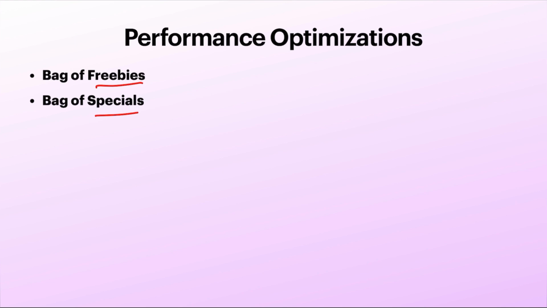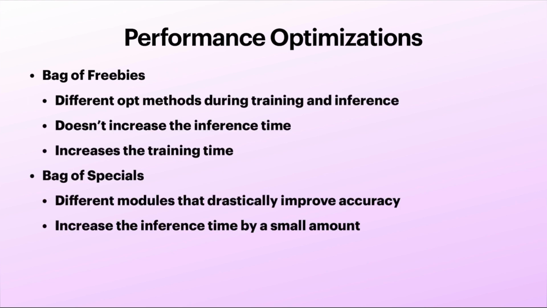Bag of freebies does not increase the complexity of the model, but during the training time or from the data side, whatever modifications we can make to improve the accuracy. From the architecture side, we don't do too many modifications so that the complexity remains the same. Whereas bag of specials can have modules which can increase the complexity. For bag of freebies, different optimization methods are used during the training as well as inference, but these don't increase the inference time. Inference time still remains the same, but it might increase the training time.